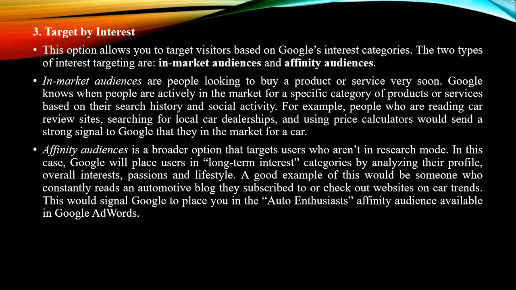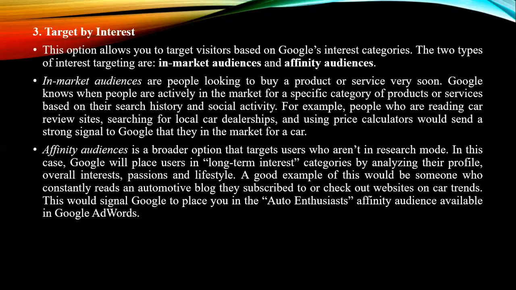Here, target by interest is related to in-market audience and affinity audience. Two types it can be divided into. Here Google will be showing the interest to provide your advertisements on this one website. So they will be giving a service here. If people are actively in the market for a specific category of products, they are going to tell the particular website that this is the target audience you can go with. That is, Google will be suggesting it to you.